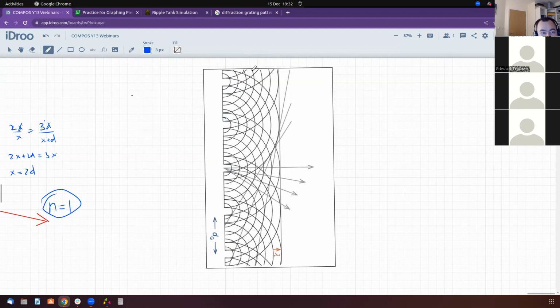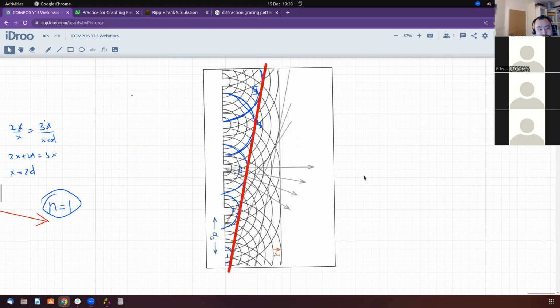So now if I take the 4th wave from here, the 3rd wave from here, the 2nd wave from here, and the 1st wave from here, 1, 2, 3, 4, and I combine those, I get a wavefront in a different direction. Do you see that?